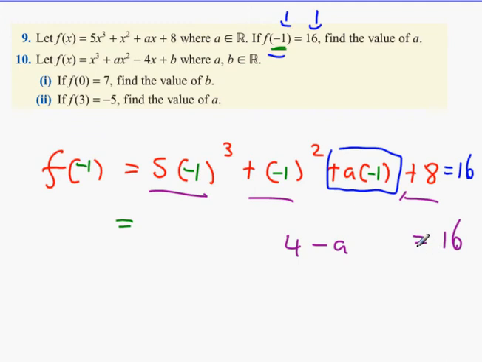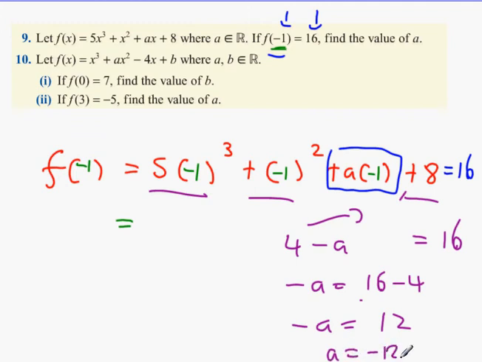Now how do you find out what a is? Bring 4 over to your side. 16 minus 4. Minus a equals 12. Multiply both sides by minus 1. a equals minus 12. Okay, that's the first one. Now, this one here, slightly more difficult. Question 10.